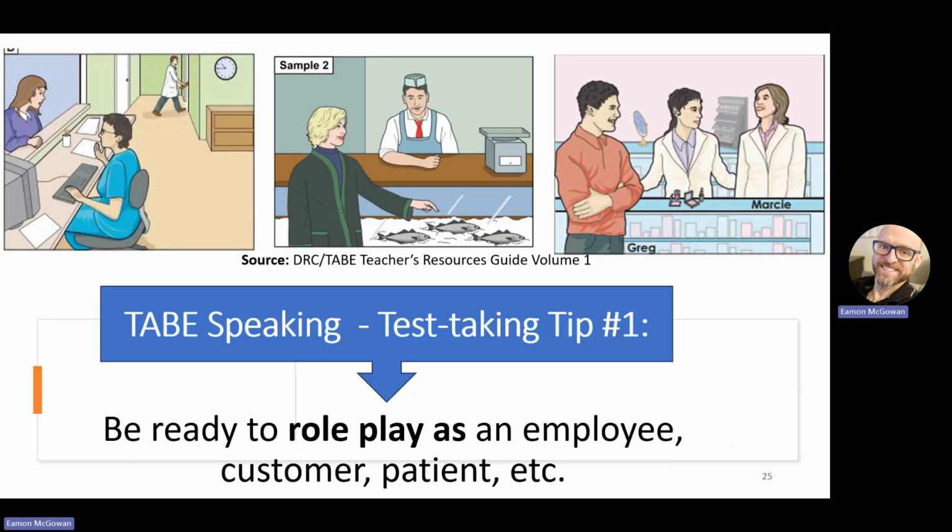So this leads us to our test taking tip number 1. Tell your students, be ready to role play. You might be role playing as an employee, a customer, a doctor, a patient. You can see some of the examples here in the pictures presented.